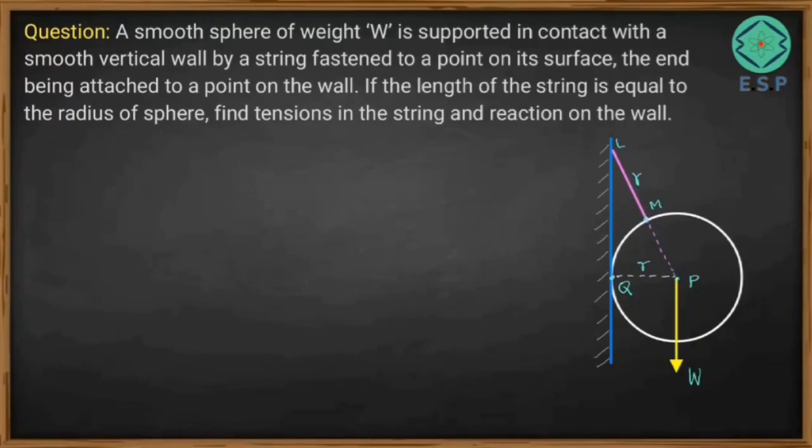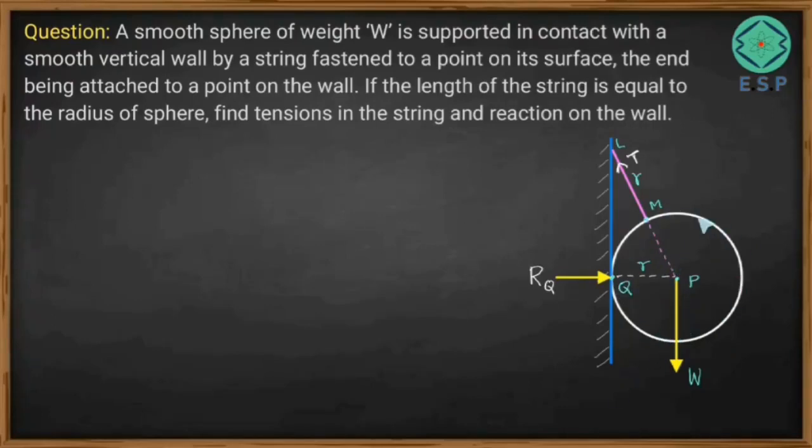So we have to find the tension in the string here. Since the string is supporting the weight of the sphere, it should have some tension. That tension T we have to calculate. The second thing we have to calculate, friends, is the reaction on the wall. Since this sphere is in contact with the smooth vertical wall, there will be a reaction acting at this particular point Q. I am going to call that RQ. So this is the overall situation they have given us. We have to solve this problem in order to find the reaction at point Q and the tension in the string which supports the weight of this sphere.